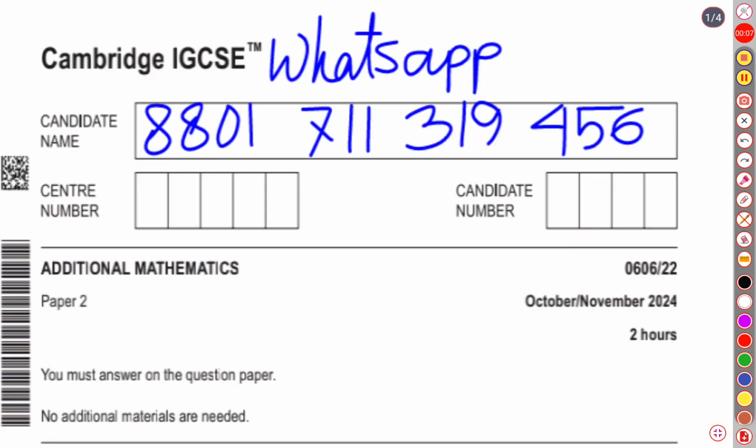Today we are going to solve a logarithmic question, and the question belongs to paper 0606/22 for the session October-November 2024.